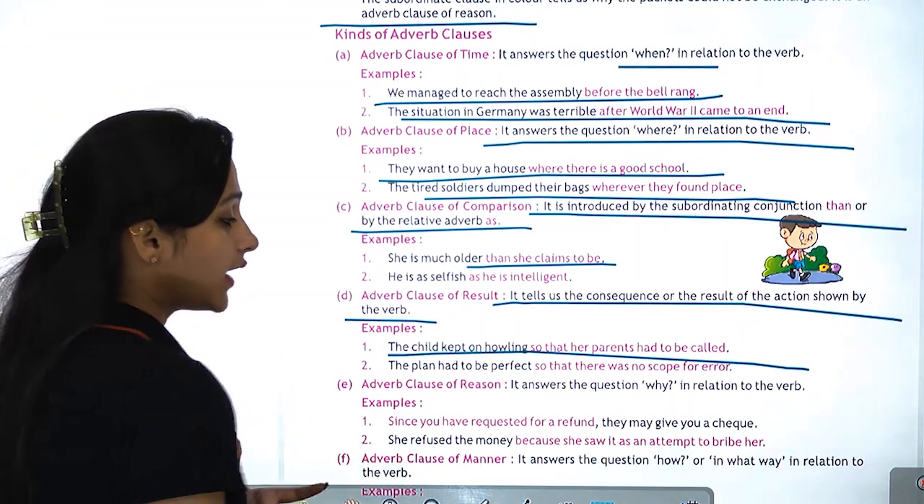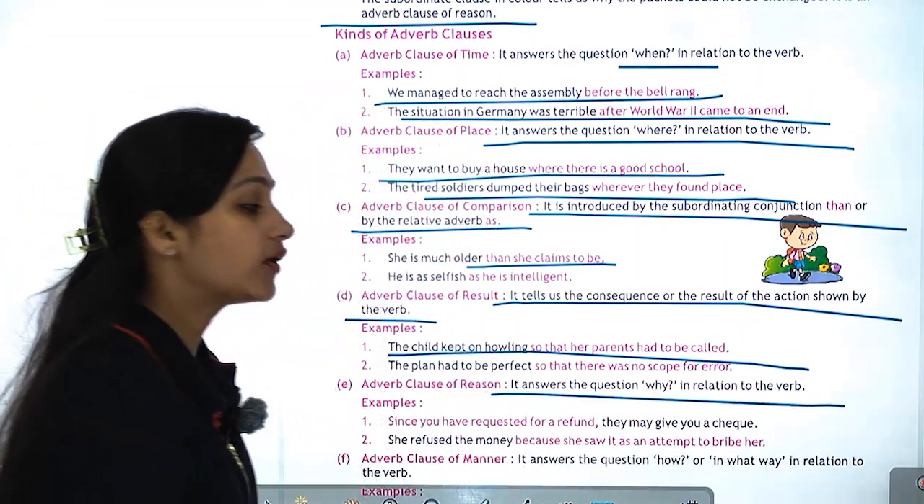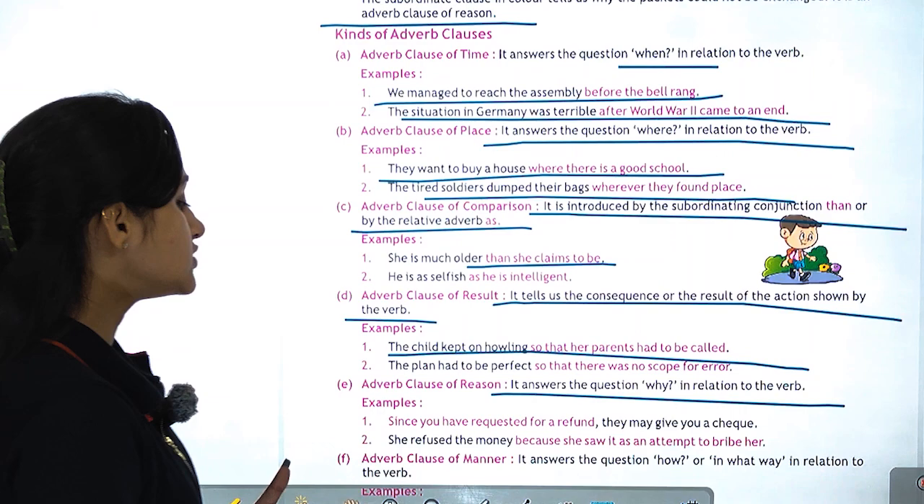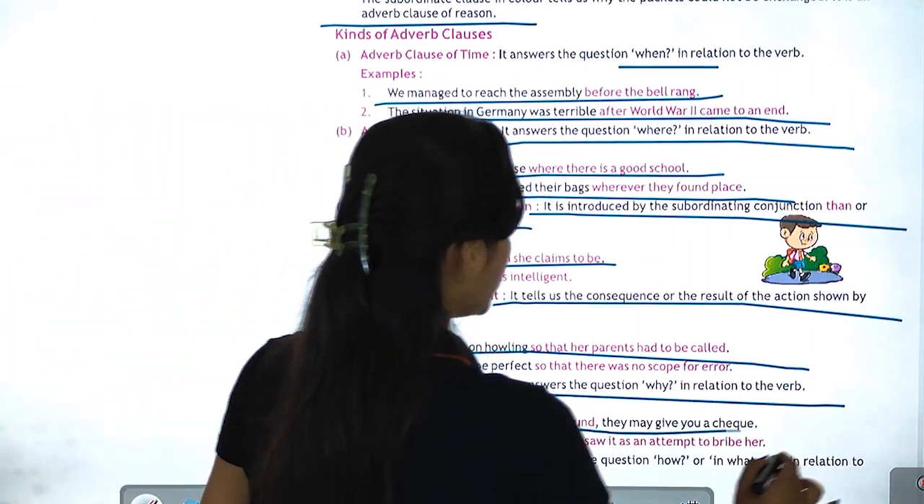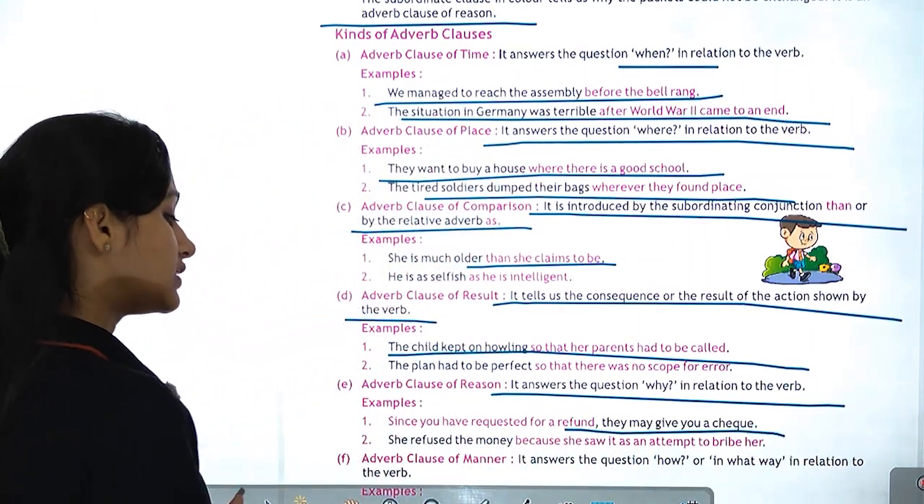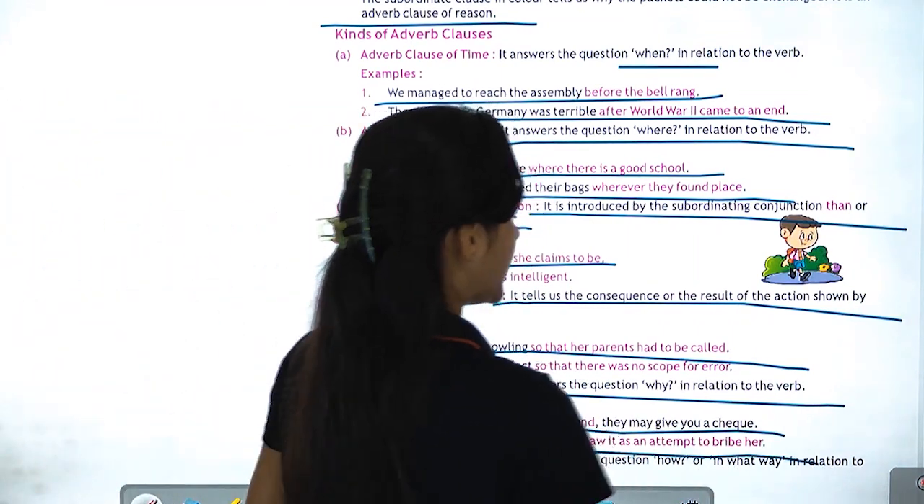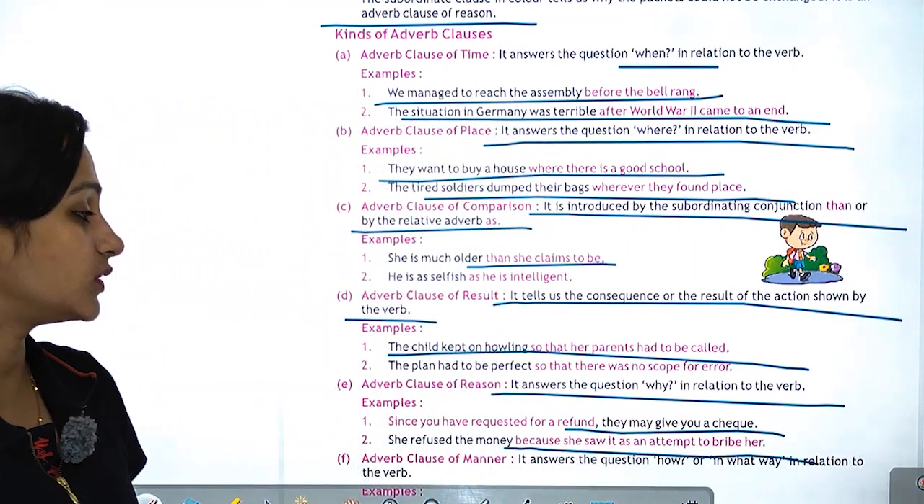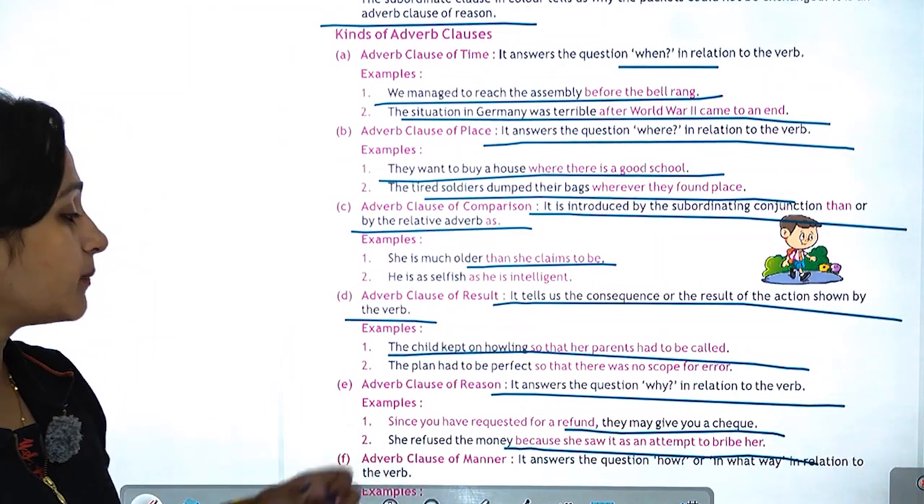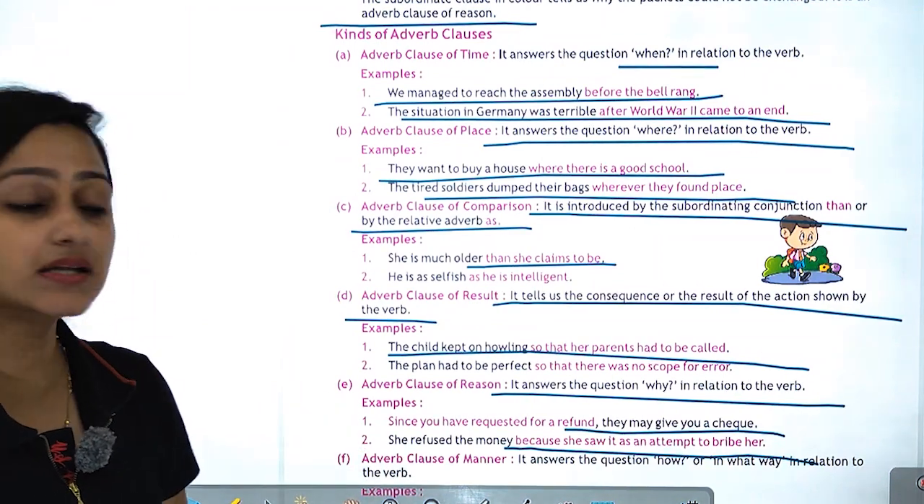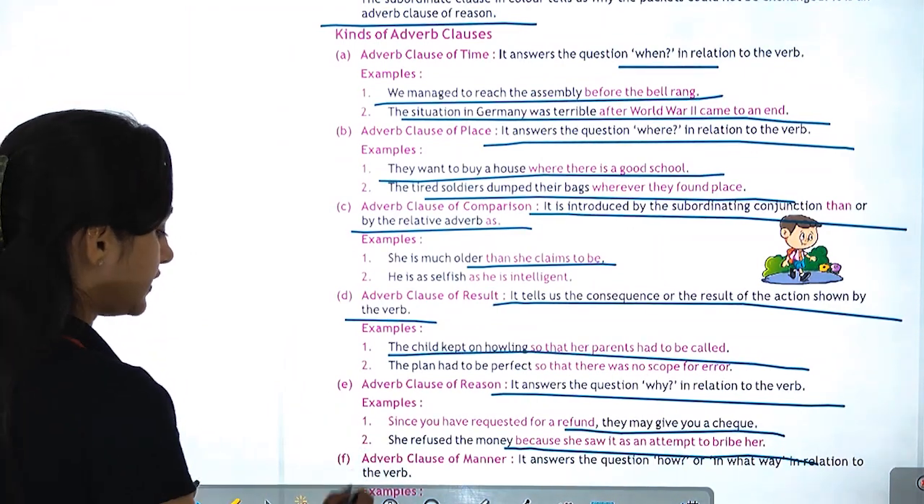So adverb clause of reason क्या होता है? जो हमें reason देता है why. It answers the question why in relation to the verb. Like, since you have requested a refund, they may give you a check. She refused the money because she saw it as an attempt to bribe her. So because she saw, ये क्या है? Reason दे दिया ना, ये adverb clause of reason है.